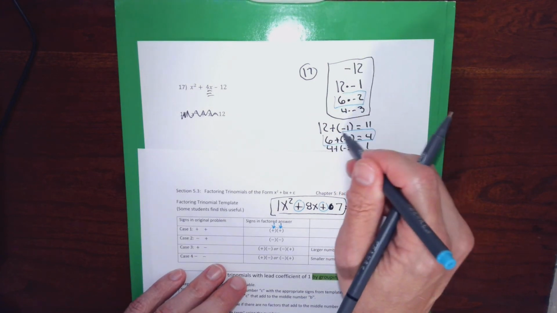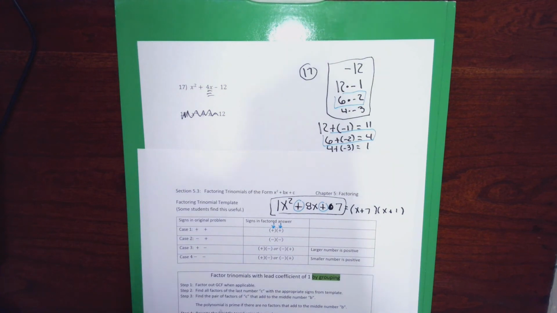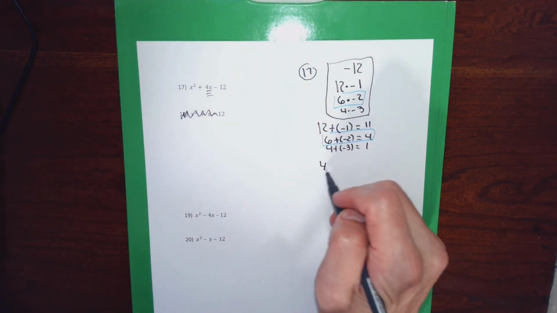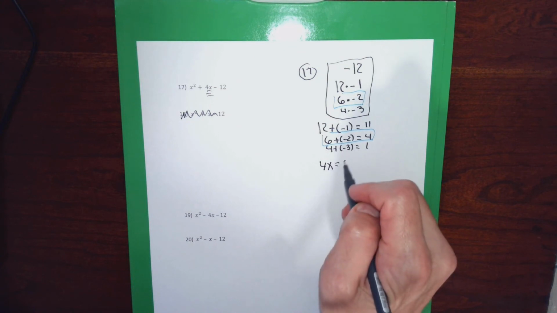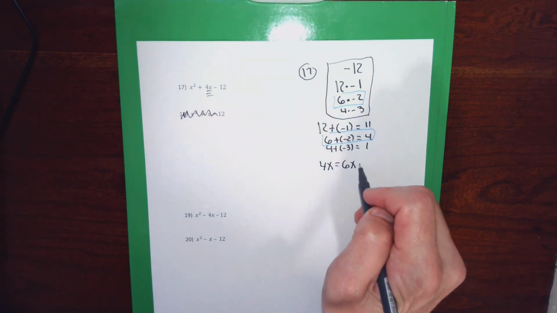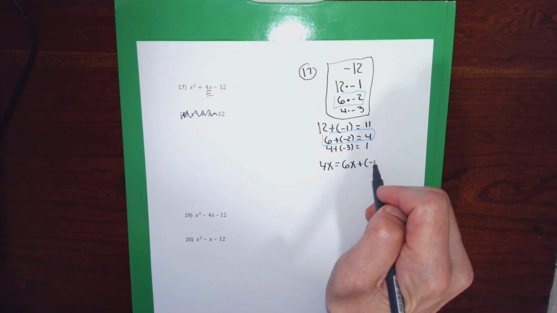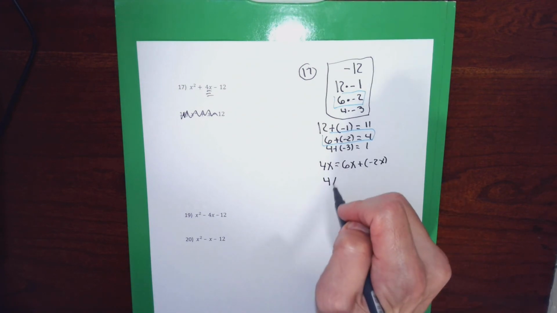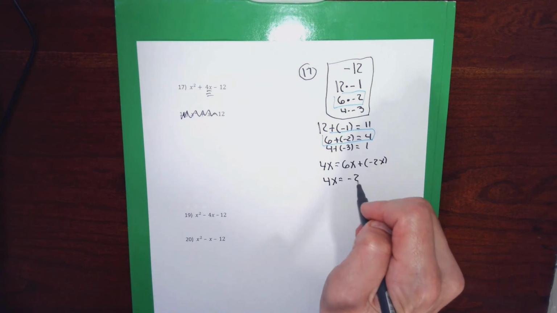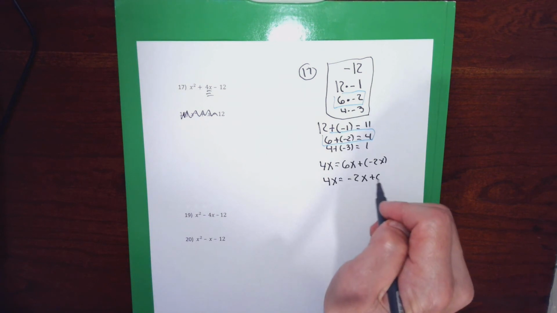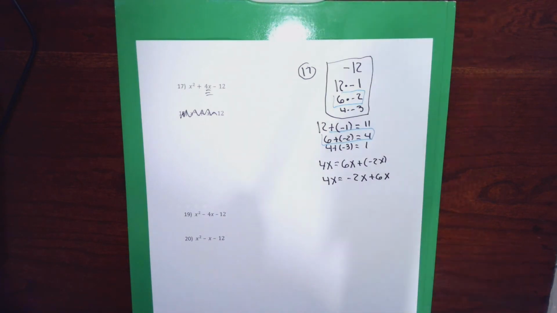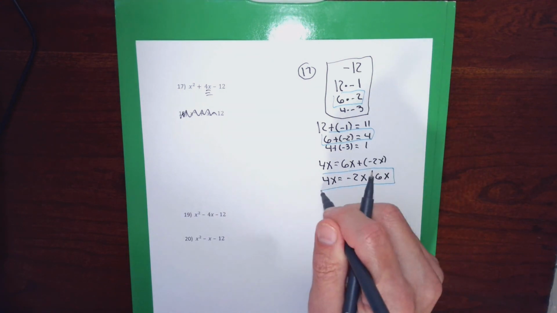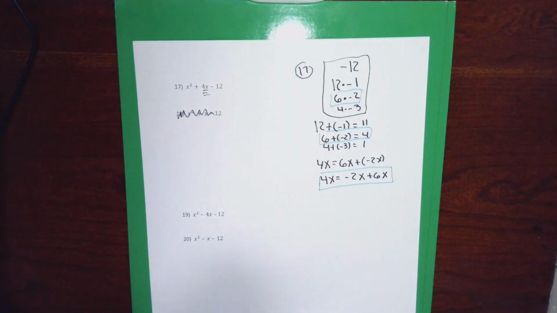So now I know the pair that I need, and I'm going to rewrite that 4x, and I'm going to have choices. I can rewrite my 4x as 6x plus negative 2x. That's the same as 6x minus 2x. Or I can write it as minus 2x plus 6x. If I have a negative and a plus, I like the negative to be first because it makes the factoring easier. Now I'm ready to rewrite the problem.